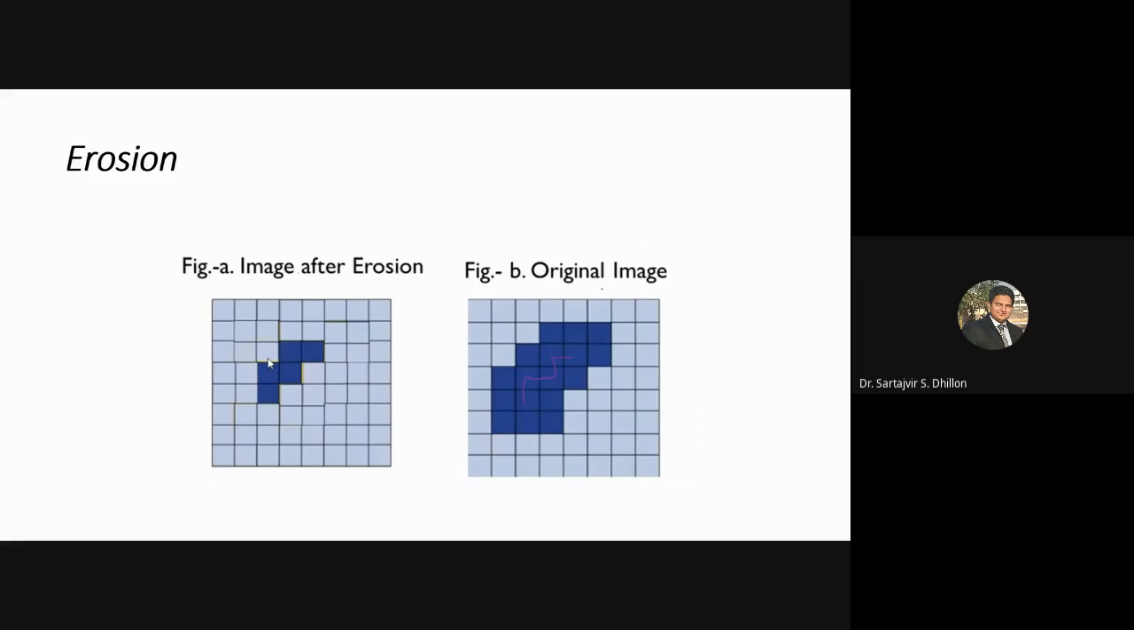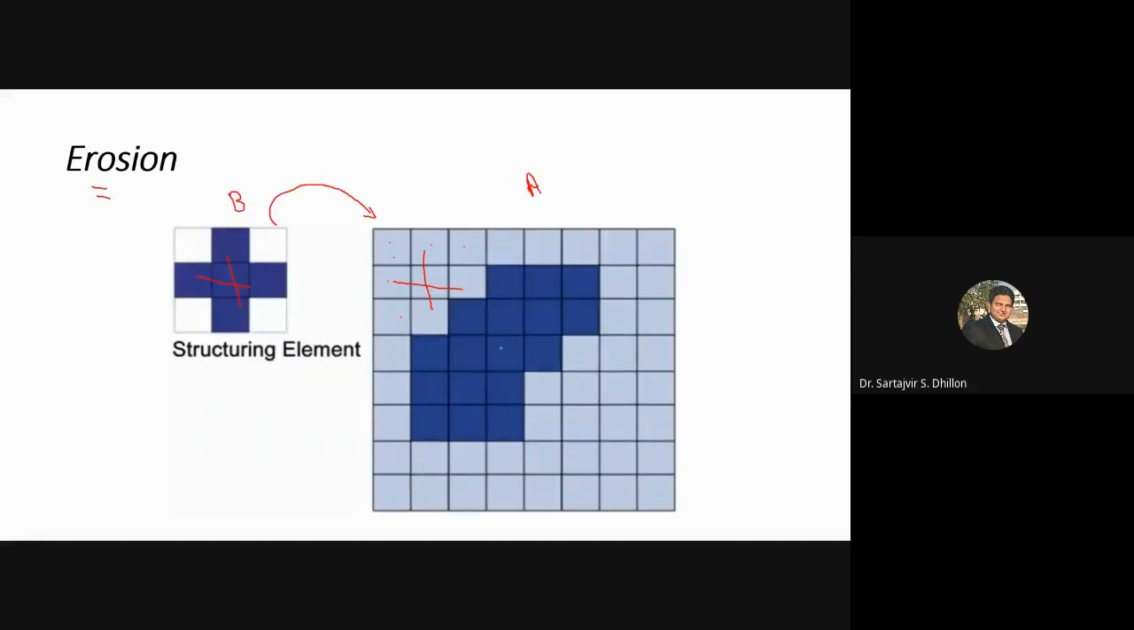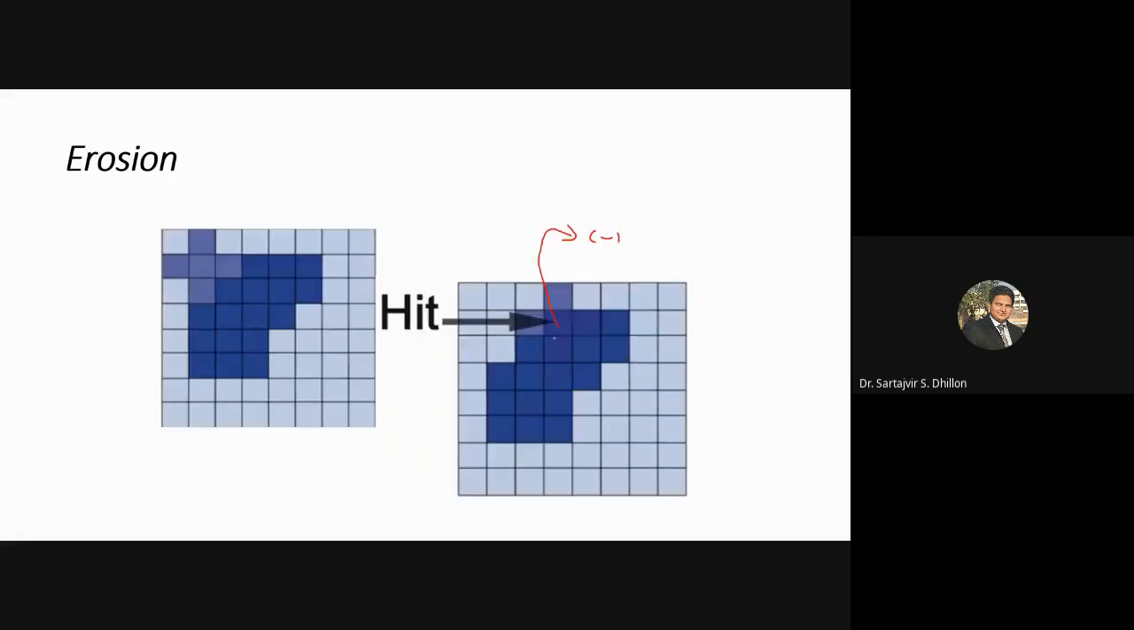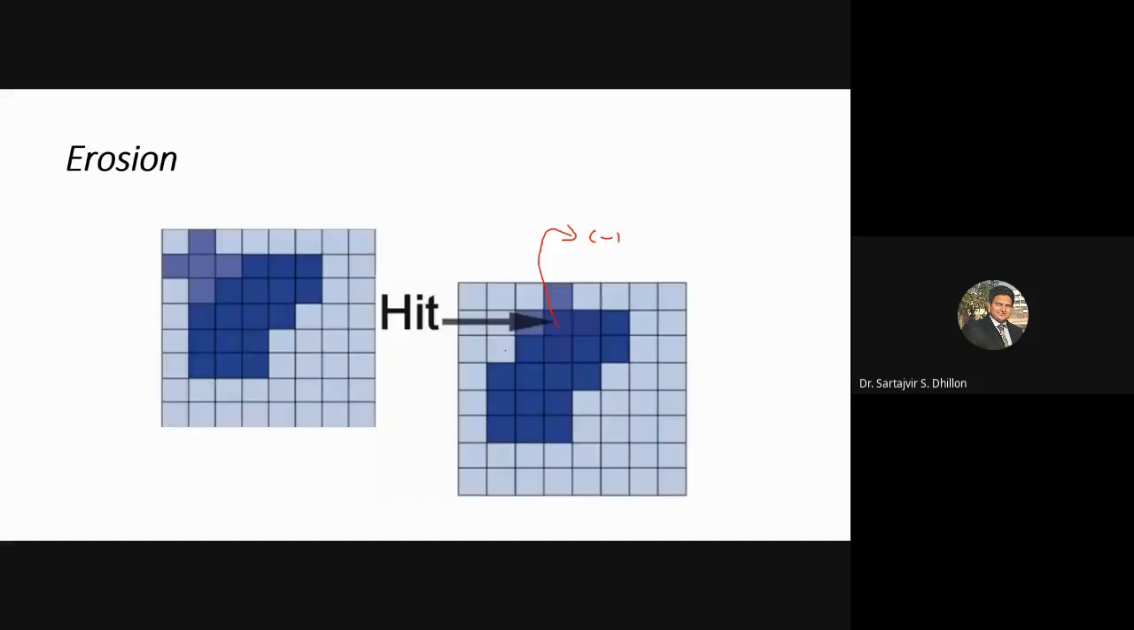Please note that B1 represents the input image to the erosion, and figure A represents the output image. What we have applied here is just a structuring element, this plus, and when it hits any foreground pixel, it will remove it automatically. But please note that it will not remove further.